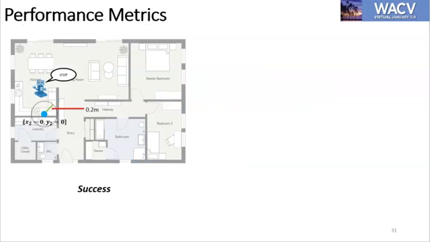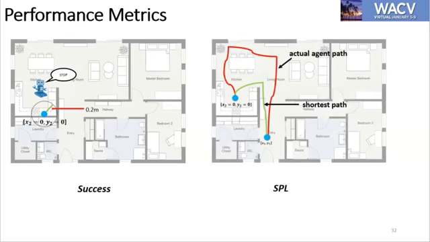We report two metrics. A navigation episode is considered successful if the agent is within 0.2 meters of the goal when it issues the stop action. We also report success weighted by inverse path length, or SPL, which weights success by the efficiency of the path, which is just a ratio of the shortest possible path to the actual path taken by the agent. Let us now see some results.